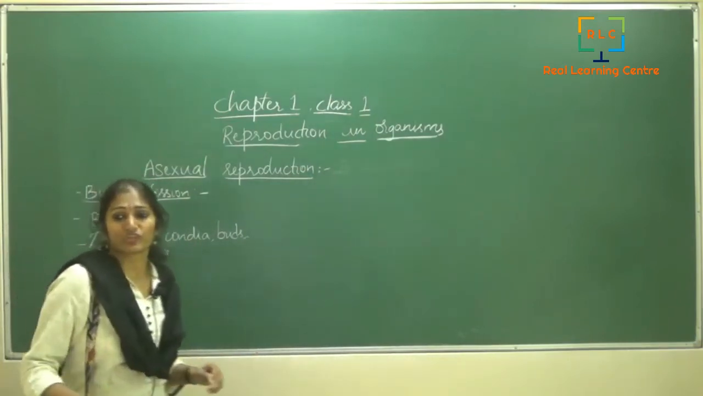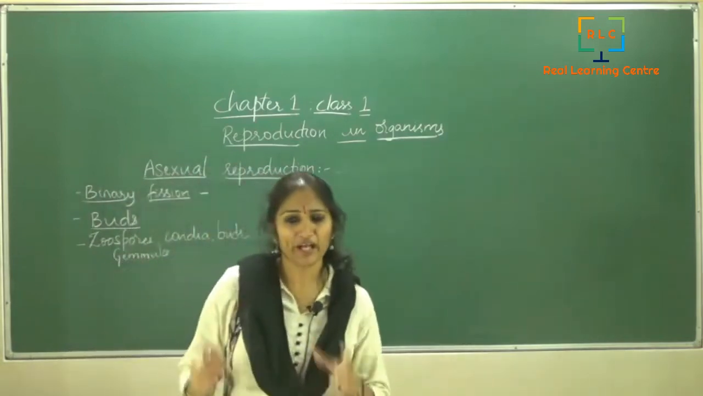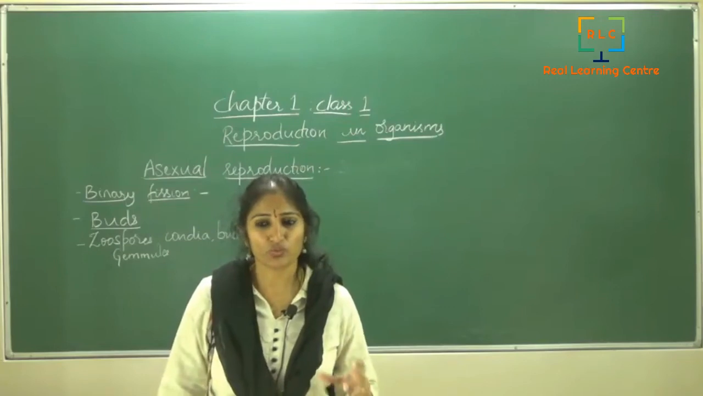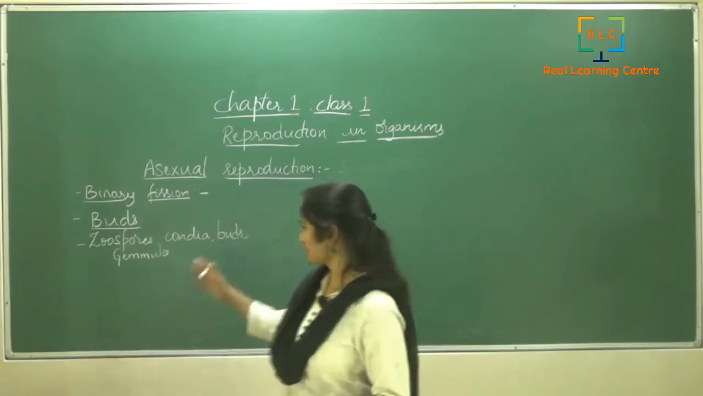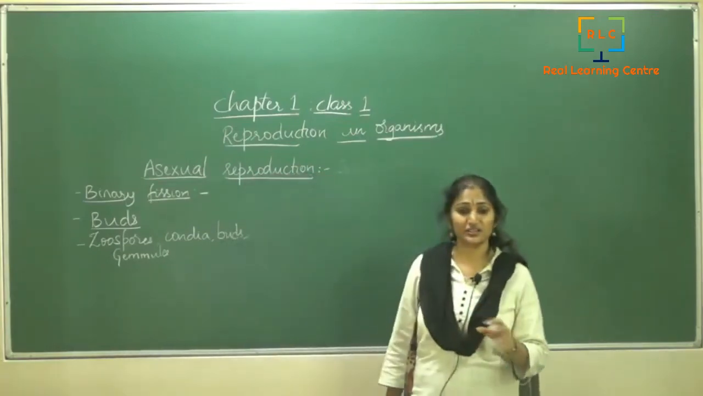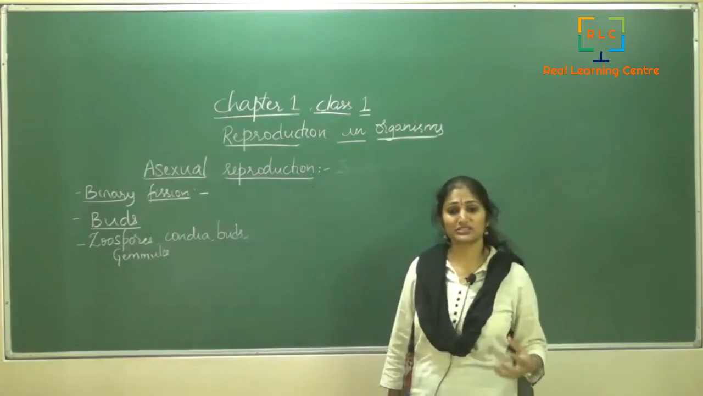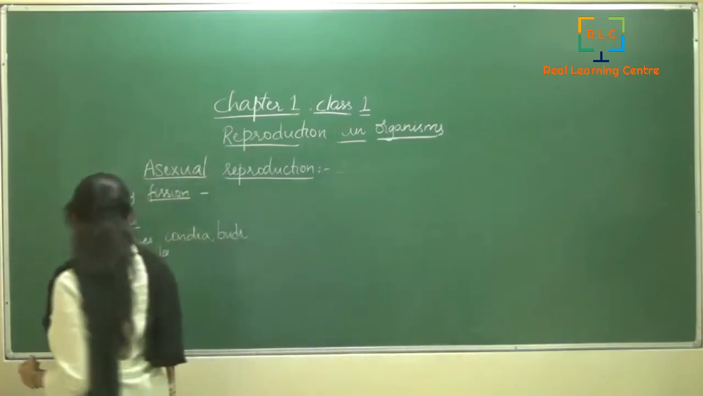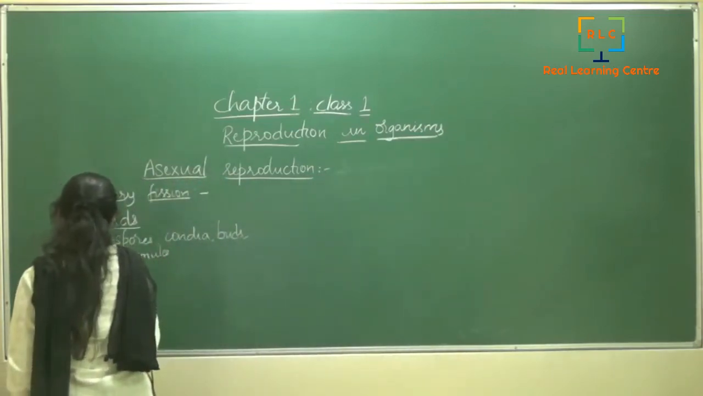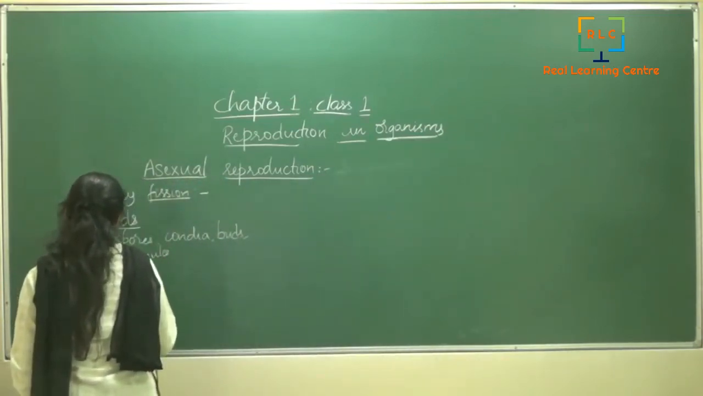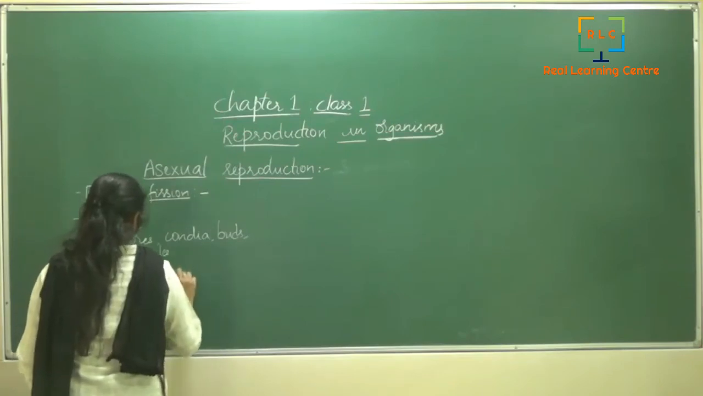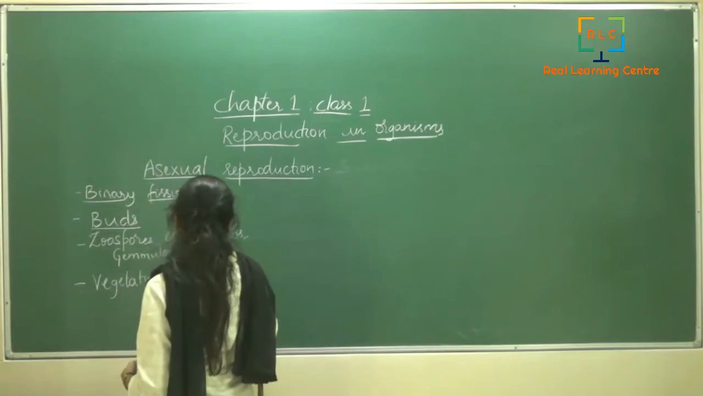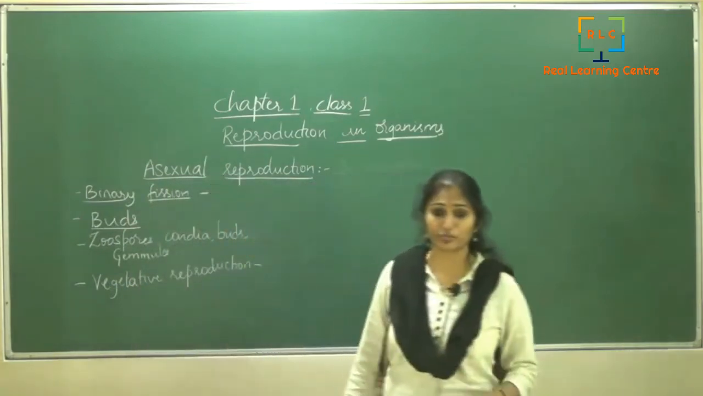So I wrote about one more thing which is called vegetative reproduction. Now vegetative reproduction is asexual, but it is seen not in lower organisms, but in higher plants. Okay, so vegetative propagation can be included as a type of asexual reproduction.